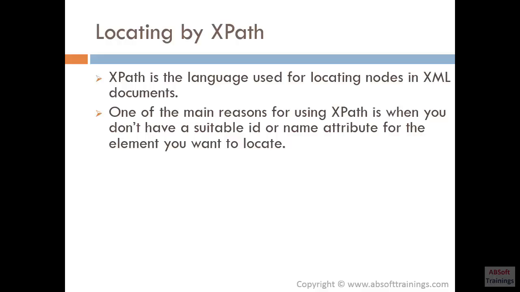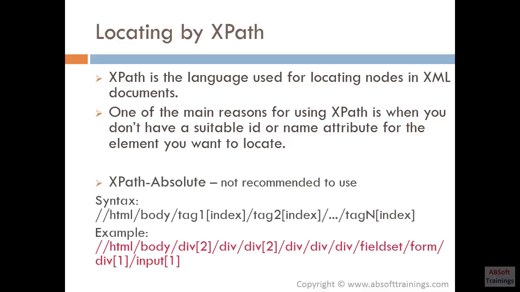We'll go through them. First one is XPath absolute. XPath absolute is nothing but using the complete XPath from the root HTML tag to the specific element. It's using the whole element tag path. If you see the example, you can see HTML, body, div to div, and up to the input tag. It's using the complete path. This is not recommended, because if the location is changed or if the element is under some other parent, then it's going to break.